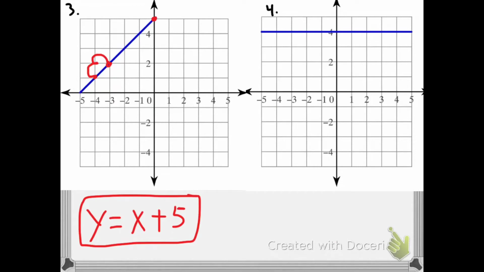So for number 4, you don't have a slope, but the line does cross the y-axis. It crosses it at 4. So your equation is y equals 4, since the line does cross the y-axis at 4.